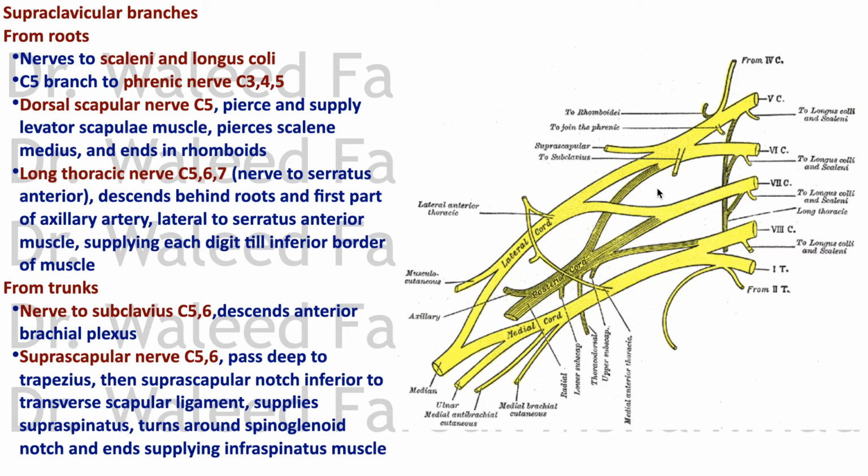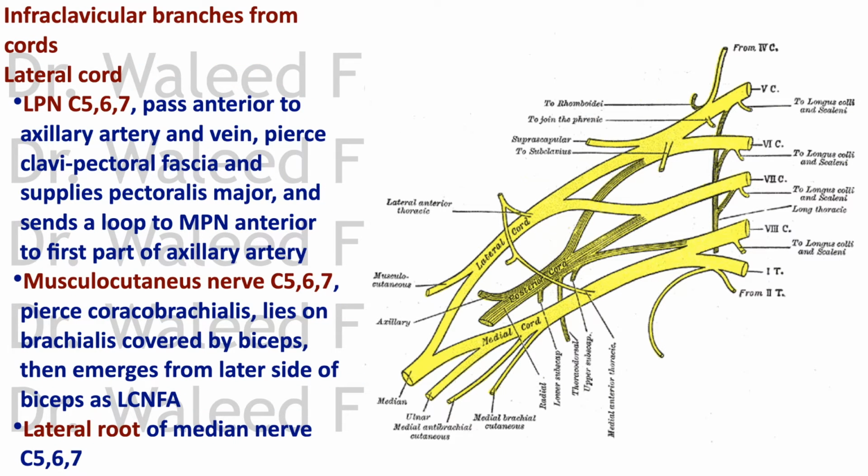And the suprascapular nerve, remember the one that passes in the suprascapular notch, bridged by the transverse scapular ligament. Above it is the artery, separated by the ligament. It passes deep to trapezius, then through the suprascapular notch, inferior to the transverse scapular ligament, and supplies supraspinatus and infraspinatus muscles. Pardon me.